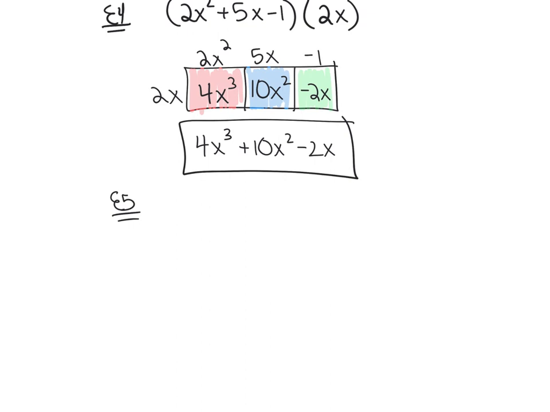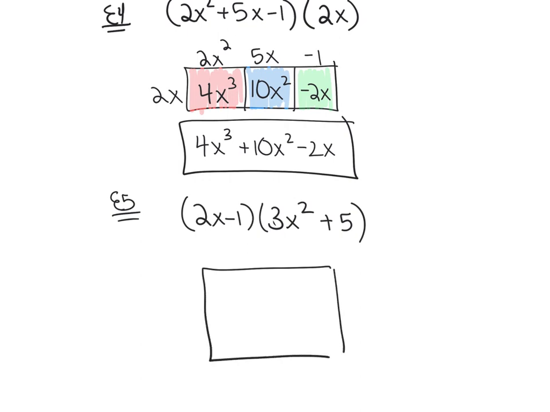But let's say you wanted to FOIL and do like 2x minus 1 times, we'll do 3x squared plus 5. So again, it's a binomial times a binomial, where the FOILing process would be fine, doing first, outer, inner, last. But again, the box method is a great way to organize. So in the first box, you have 3x squared times 2x. So 3 times 2 is 6. X squared times x is x cubed.